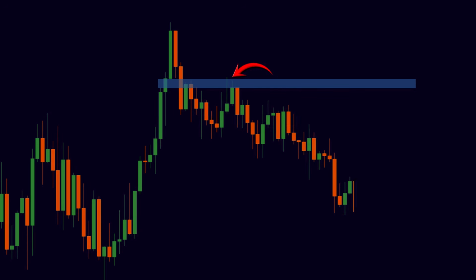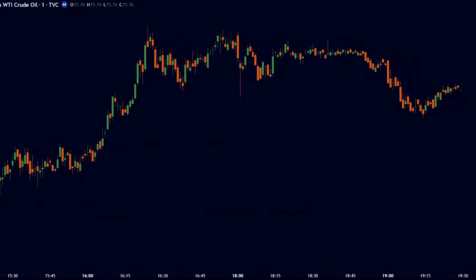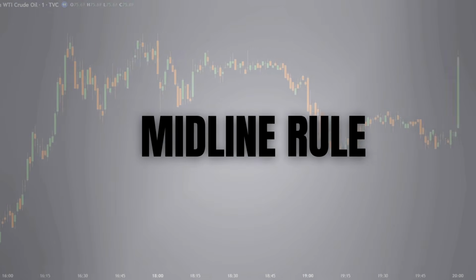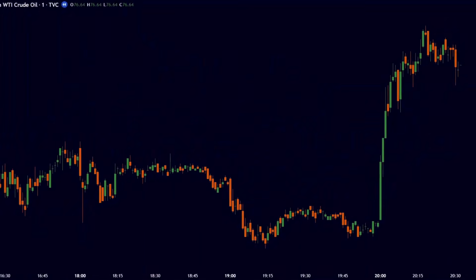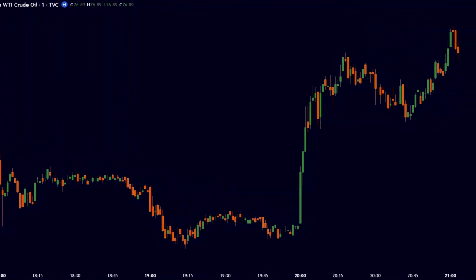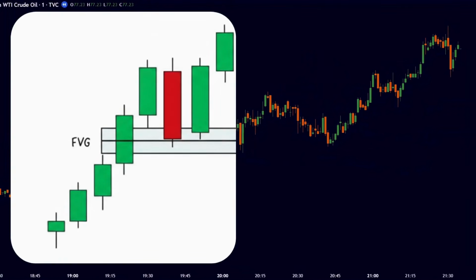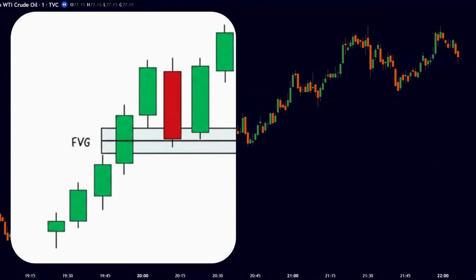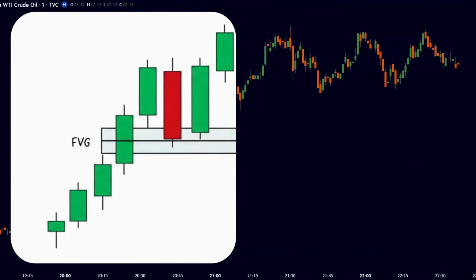Example. Price is in an uptrend with a bullish FVG below. Instead of respecting that gap as support, price closes below it, creating the inversion. Now you can place a sell limit at that old FVG zone and expect price to retrace there before moving lower. The midline rule. Every FVG has a midpoint. When price pulls back to the FVG, watch what happens at the midline. If price taps it and immediately rejects, the FVG is healthy and likely to hold.